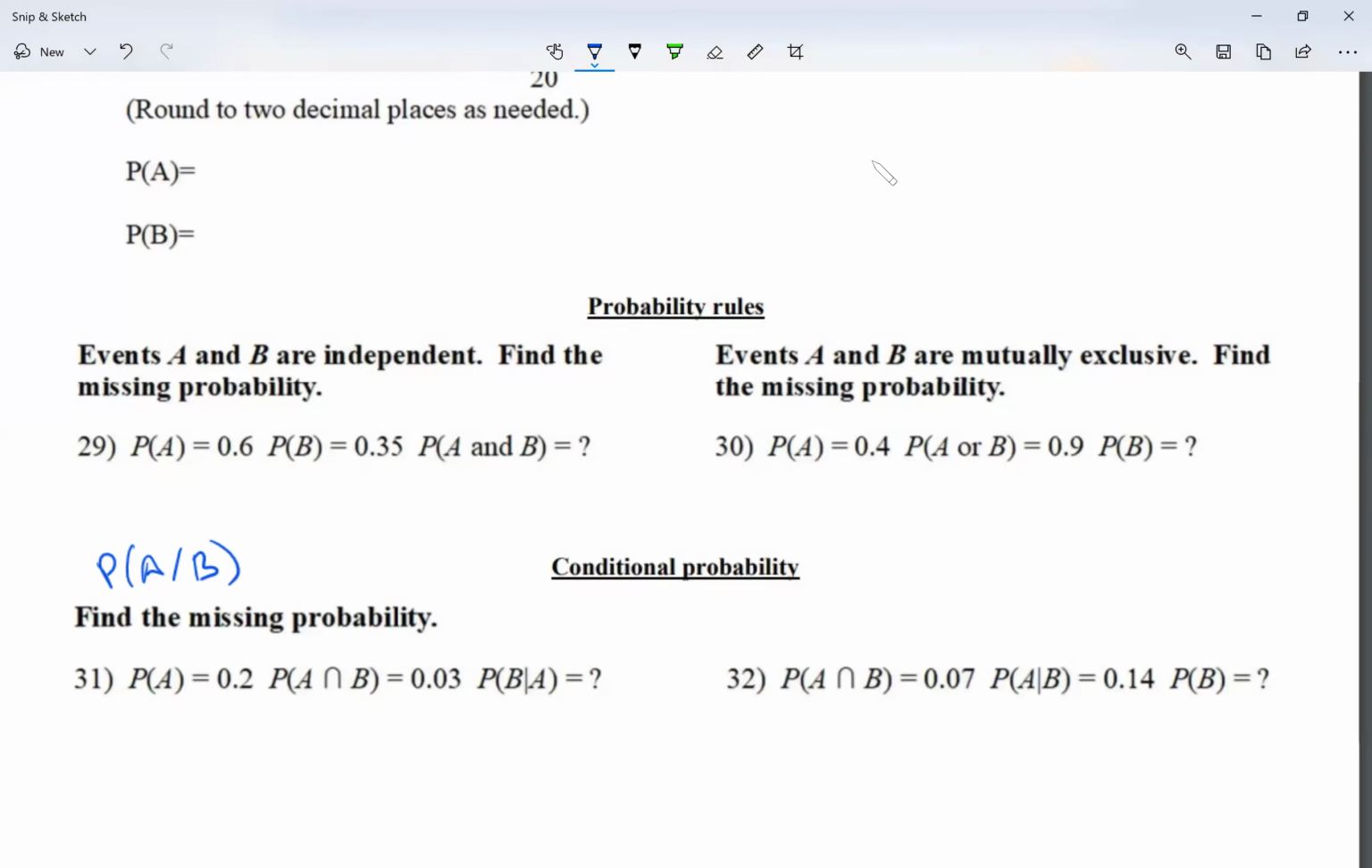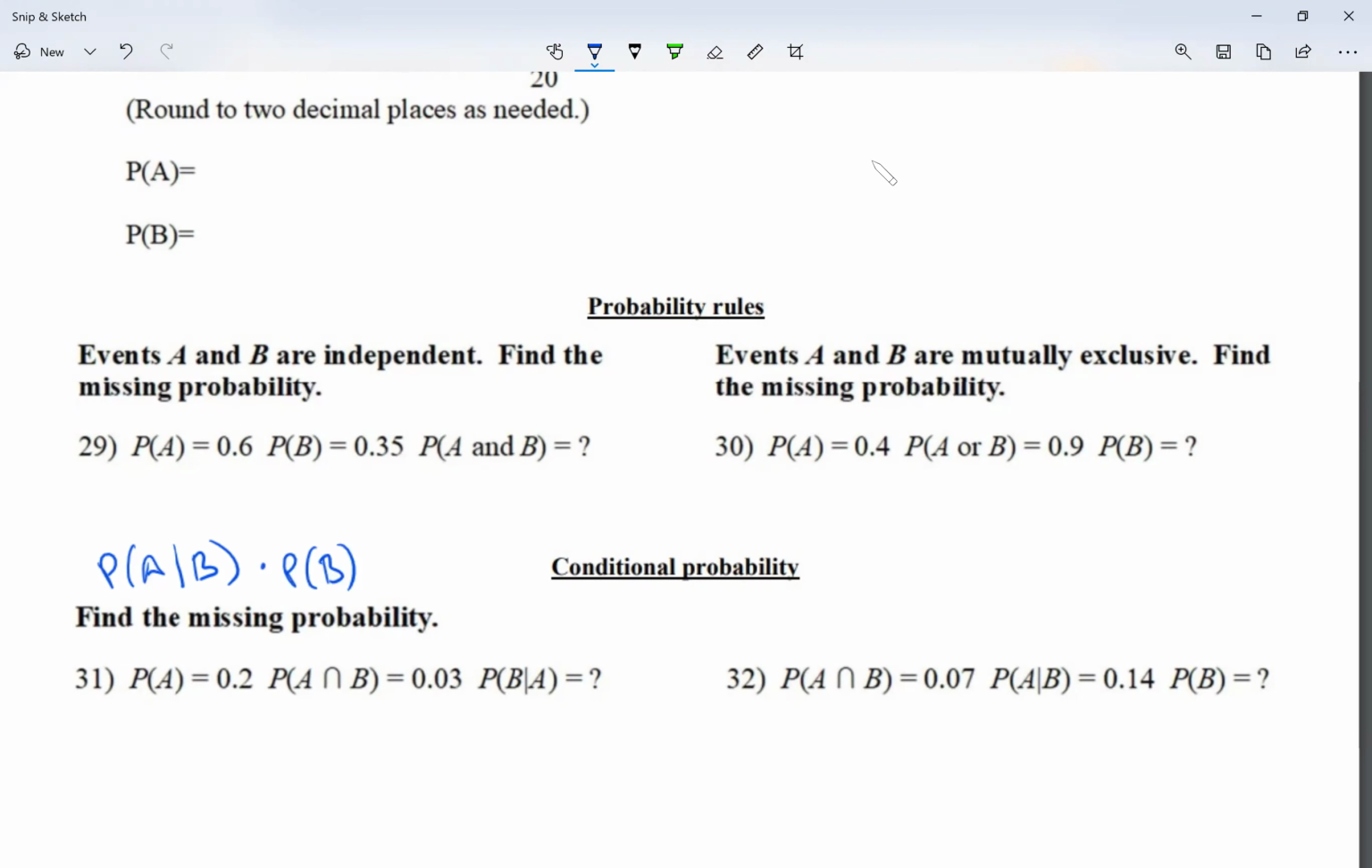Sometimes people make it like a backslash. Sometimes it's drawn as a straight line. So sometimes it's drawn like this. It's a personal preference. So I'm going to say probability of A given B times the probability of B.